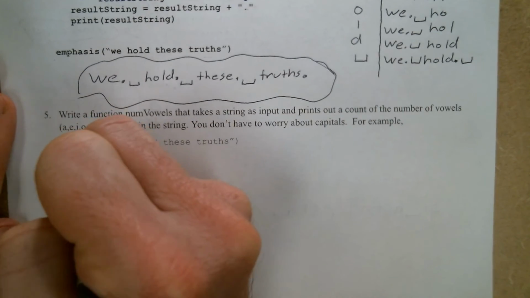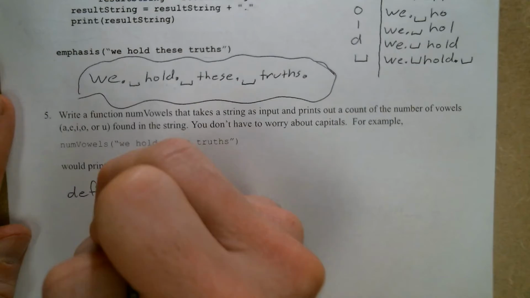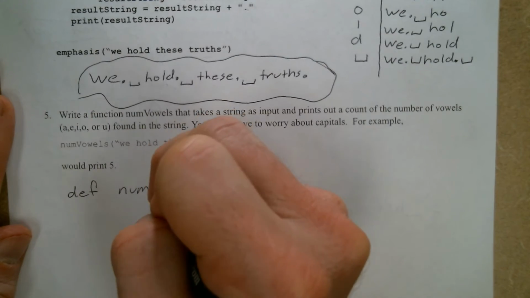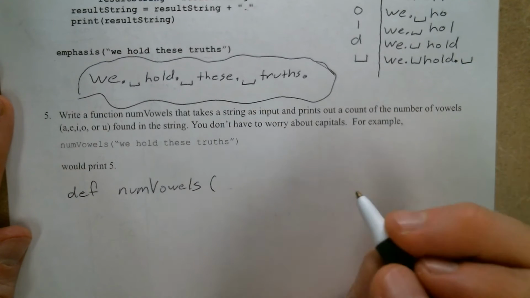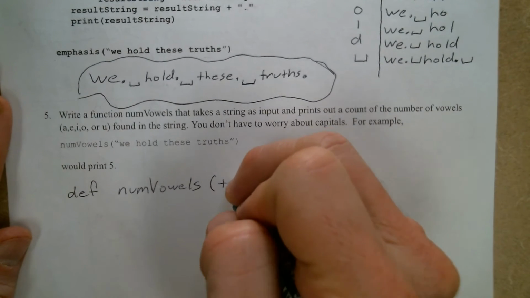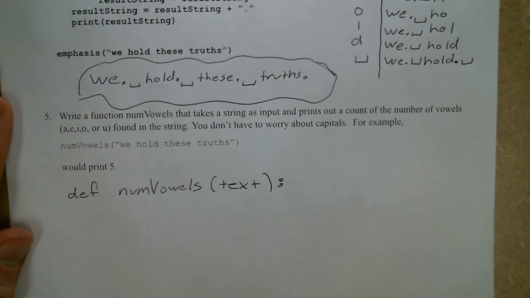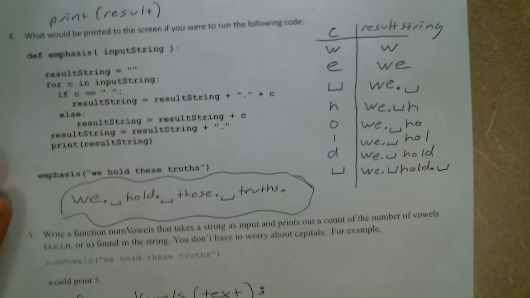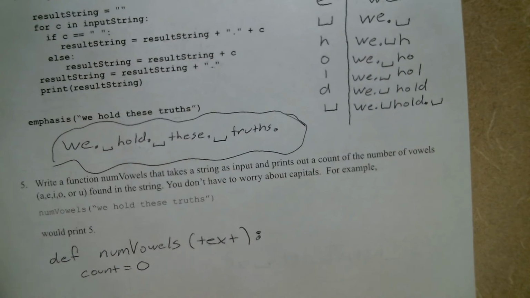So we're going to start with def, like we do for all our functions. We're going to call it num_vowels. Again, it has an input as a string, so I'm going to call that input text, but you could call it whatever you want. And then I've got my colon. This time we're keeping a count. So instead of having an empty string at the top, I'm going to create a variable called count and set it equal to 0.